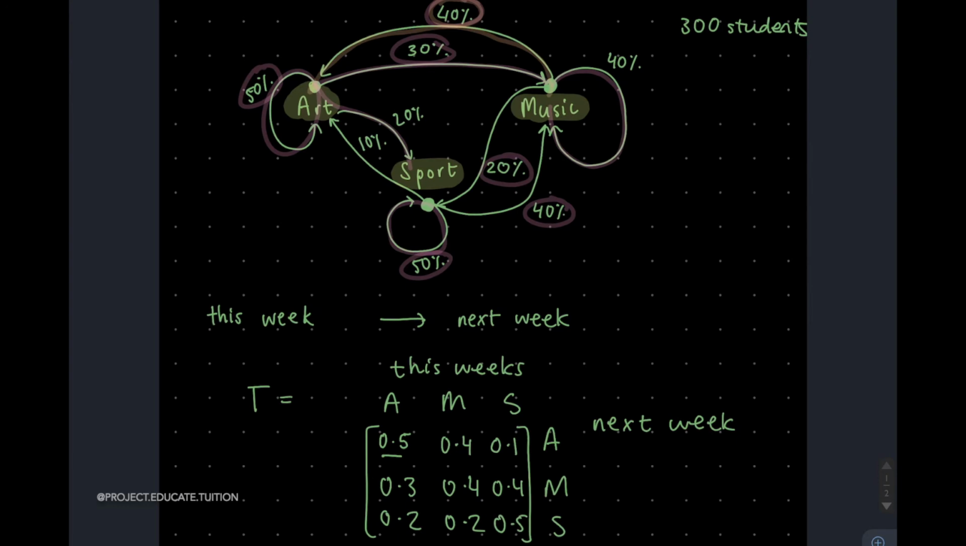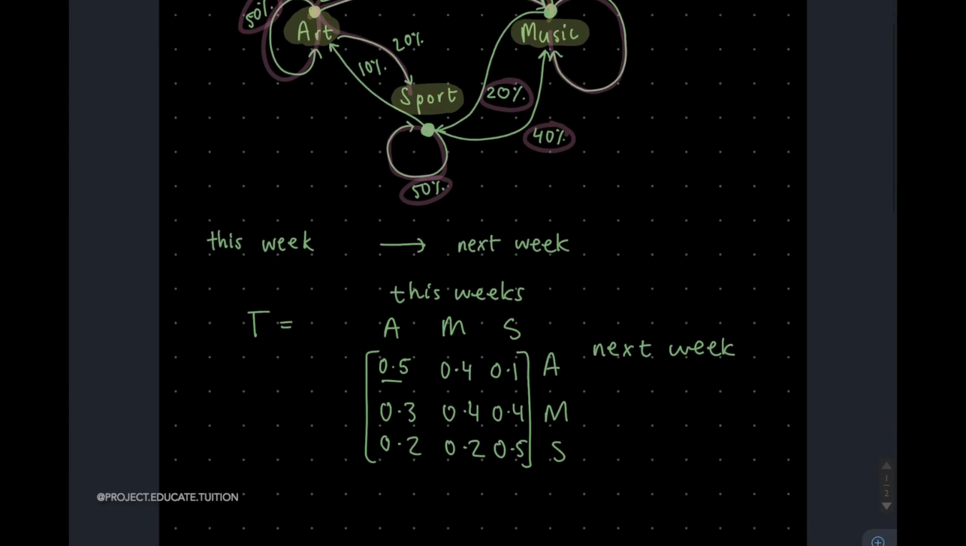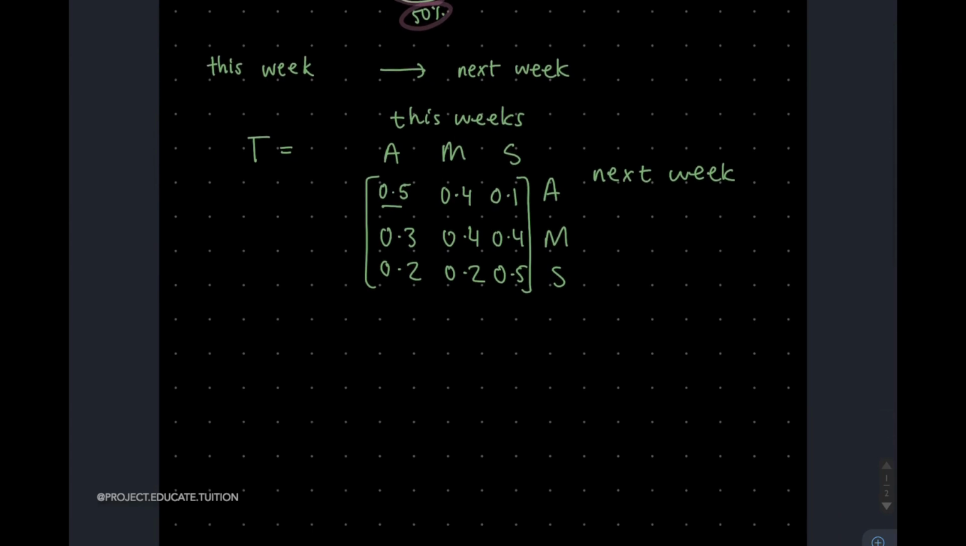Excellent. So that's filled out. This is now our transition matrix. What it's explaining to us are the transitions that the students will go through between their changes in activity from week to week. Now, there's an important thing to point out with this transition matrix.